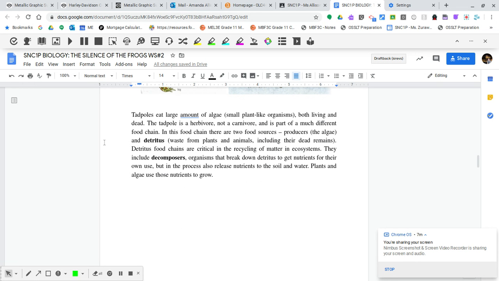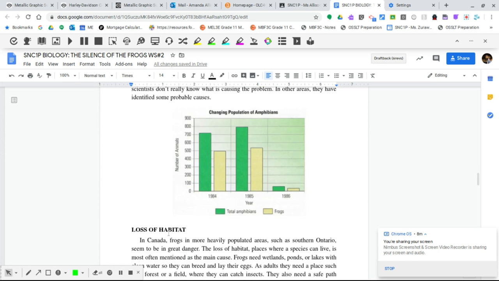So what are a couple of other terms that we need to know in this unit? So decomposers. What are decomposers? They're organisms that break down and get their nutrients from almost like dead things. So they break down dead animal remains as well as the waste from plants and animals. And they're able to break that down and use that for their energy source. So that's another example of a term that we need to know in this unit.